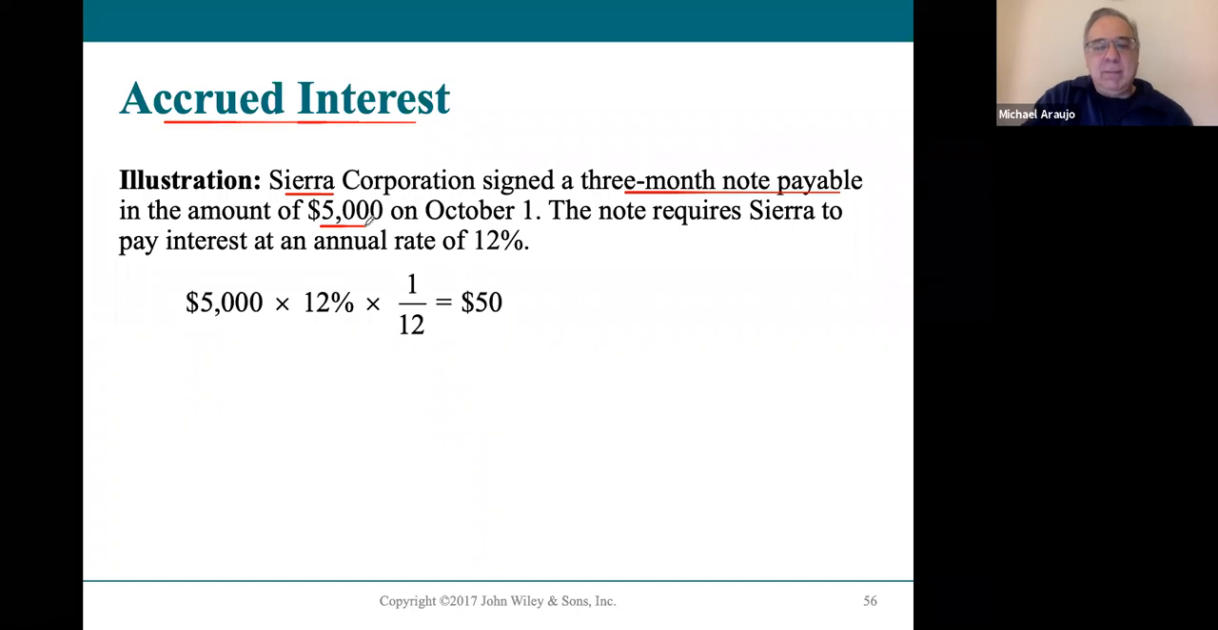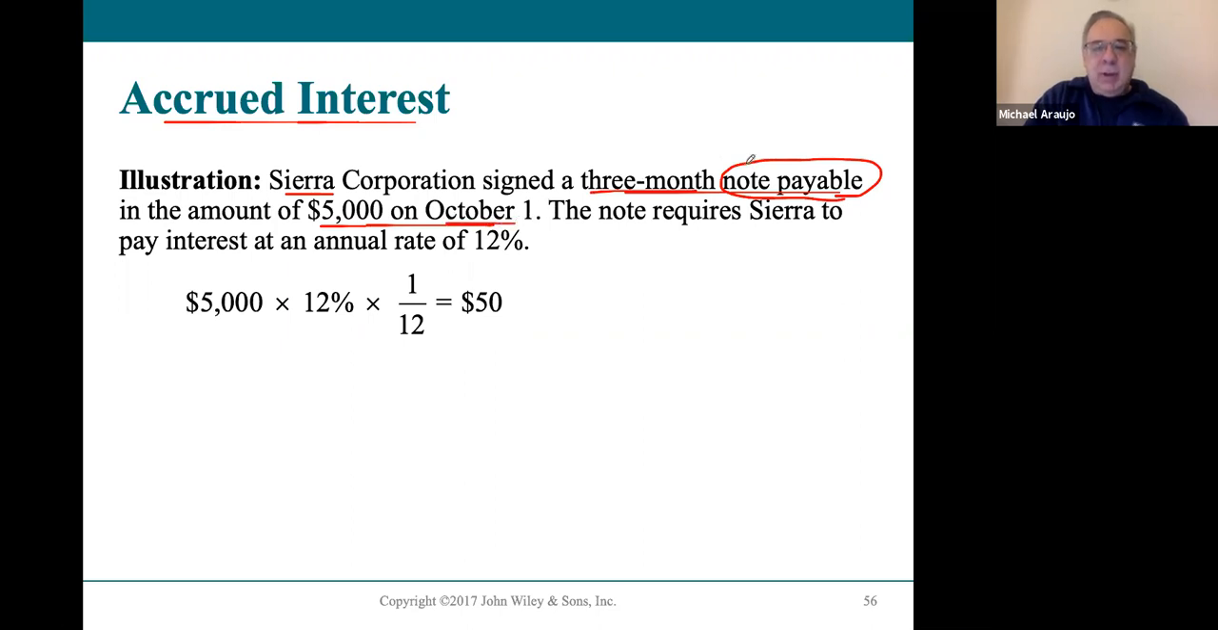for $5,000. Right. Now, I think I explained to you how notes payable work. With a notes payable, they get the cash. In this case, they got the cash on October the 1st. They don't have to pay the loan back until 3 months from this date.